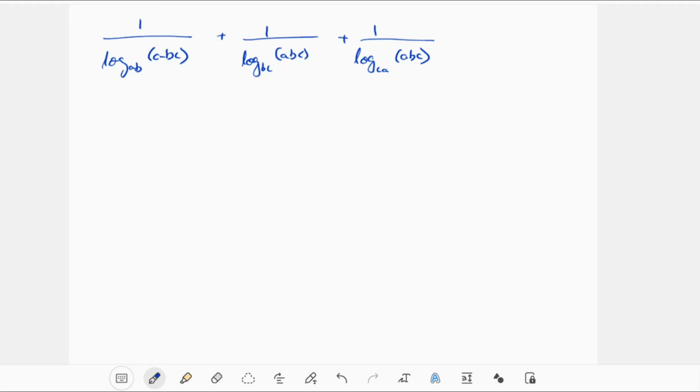Okay. Now, the most important rule when we are trying to have any arithmetic operations using logarithms is that the base of the logarithms must be the same. Here, however, in the first expression, the base is AB. In the second expression, the base is BC, and in the third expression, the base is CA. The bases are not the same. We have to make them the same.